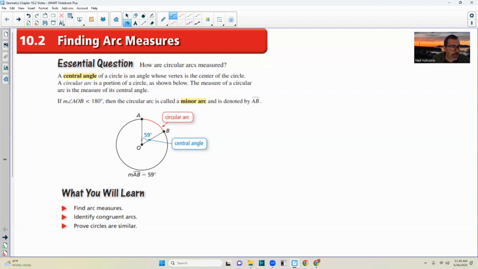If the measure of angle AOB is less than 180 degrees, then the circular arc is called a minor arc and is denoted by arc AB, with the arc symbol over the AB. So this is arc AB if it's less than half the circle. What you will learn in this section is how to find arc measures, identify congruent arcs, and prove circles are similar. So let's take a look.